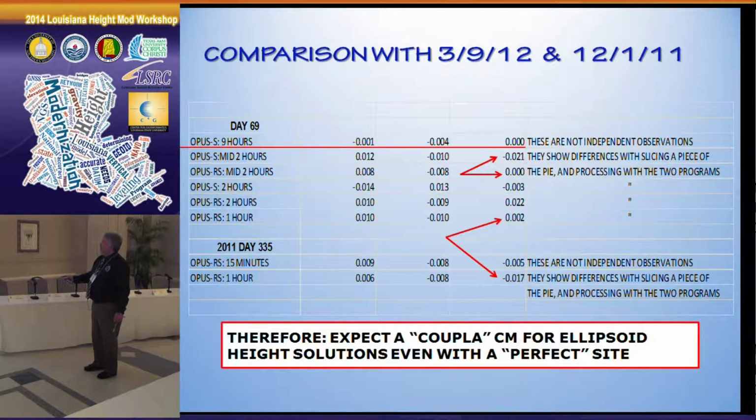Not that that's a big deal, but there's a couple centimeters here between OPUS static and OPUS rapid static. The difference between those two processing engines gives you a couple centimeters of difference.